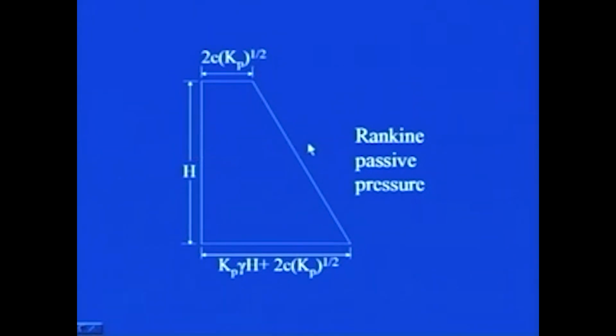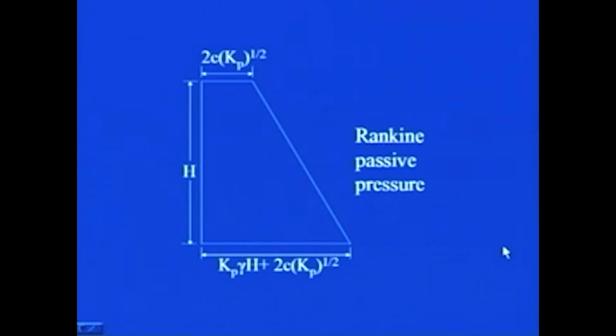However, as the depth increases, as you go towards the bottom of the wall, z increases, and simultaneously the second term, sigma v into Kp, that is gamma into z into Kp, goes on increasing and attains the maximum value at z equal to H, that is this coordinate. The magnitude of this coordinate will be Kp gamma H plus 2c square root of Kp. So, this is how you can draw the Rankine passive pressure diagram.